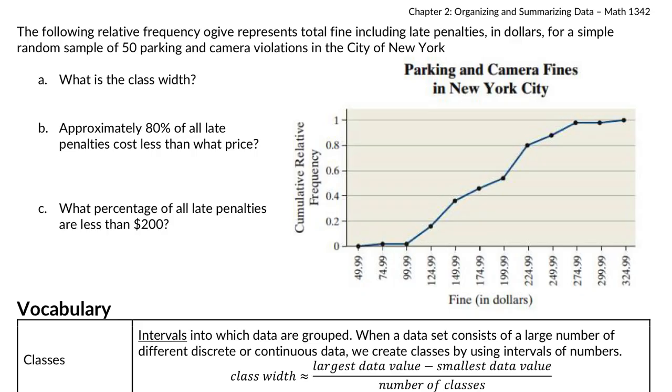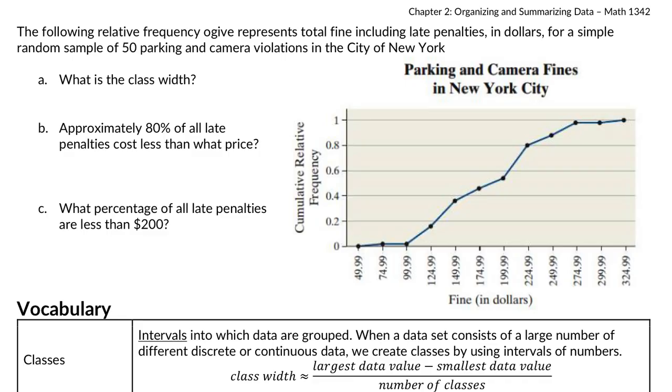Notice some things about the ogive. One, we have the upper class limits listed on the bottom, meaning that's the largest the fine could be to be in that class. Your first class is from 50 to 75, so this is the upper class limit. I also have a connecting point from all the classes that creates the ogive. And this one in particular is your cumulative relative frequency.